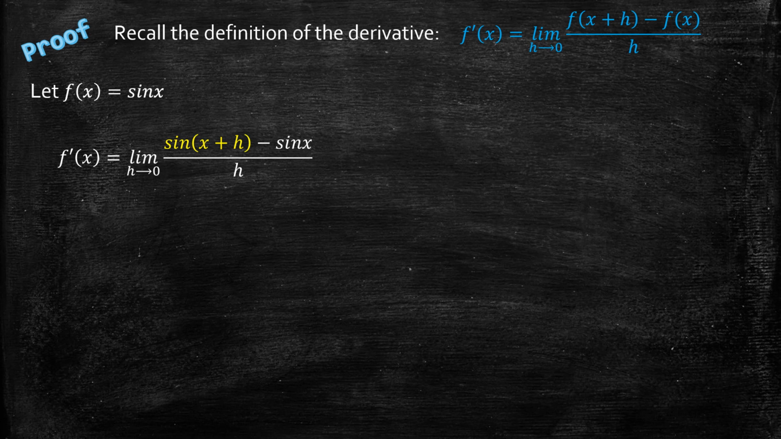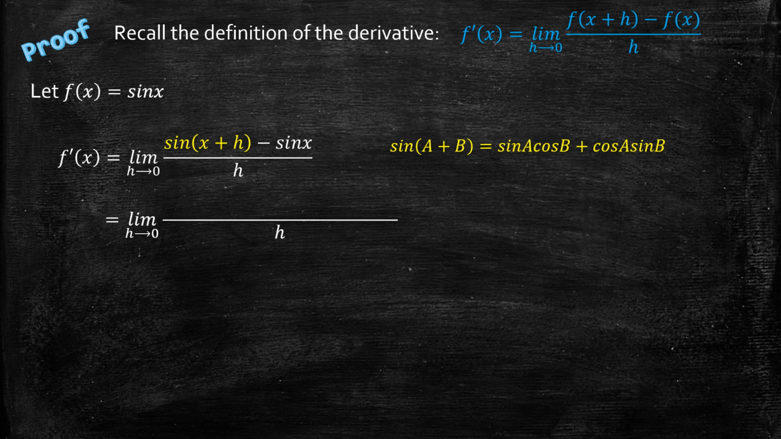You have to recall a property of sine, the sine of the sum of two angles, from pre-calculus. This is in fact how you would break it apart. Sine of a plus b is equal to sine a cosine b plus cosine a sine b. So let's replace that here, but instead of a and b, I'm using x and h. So this would be sine of x cosine of h plus cosine of x sine of h minus sine of x. Just extend that a little bit.